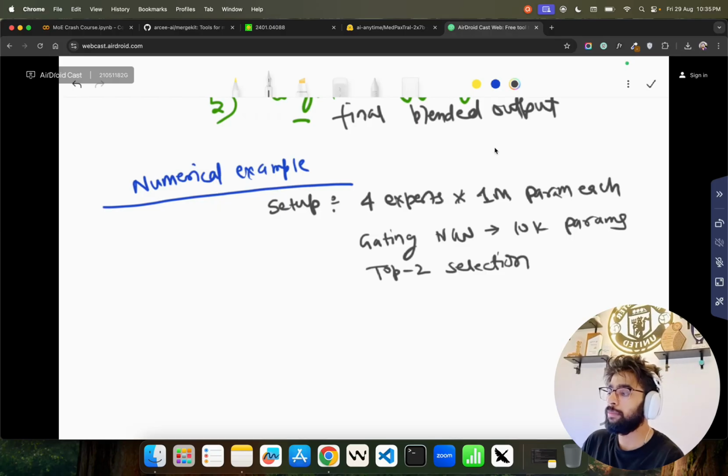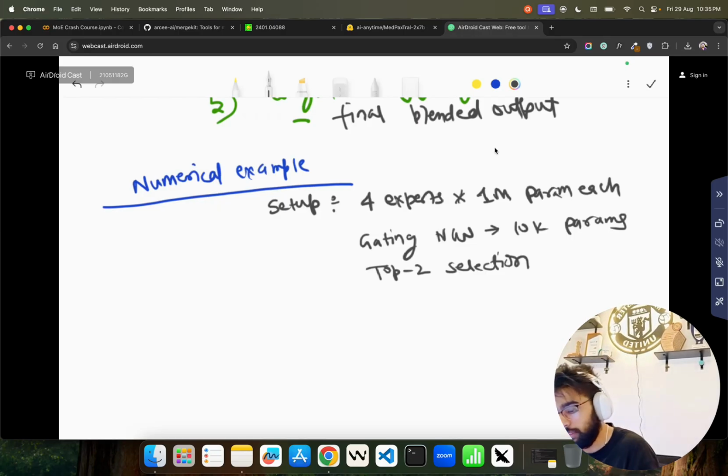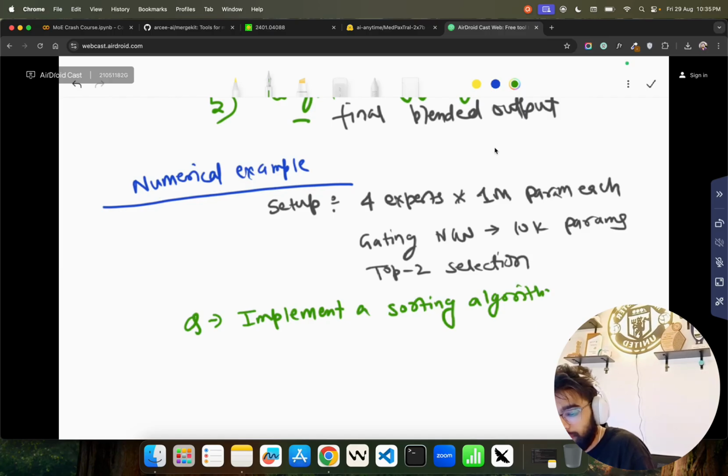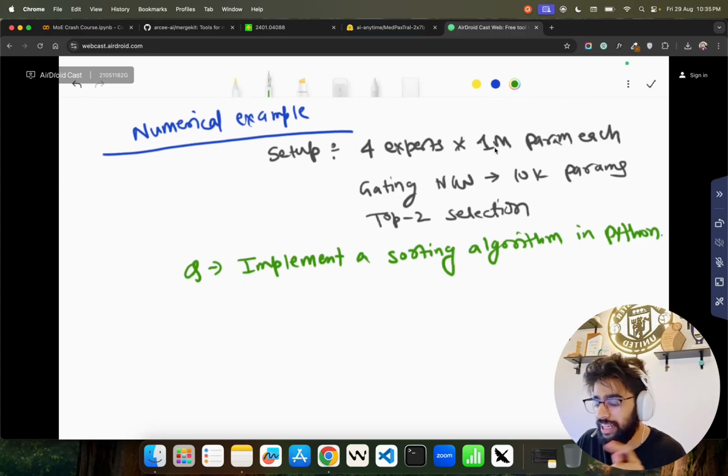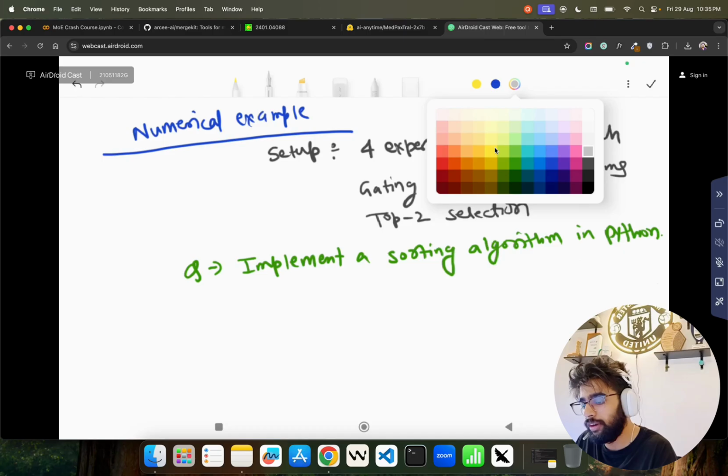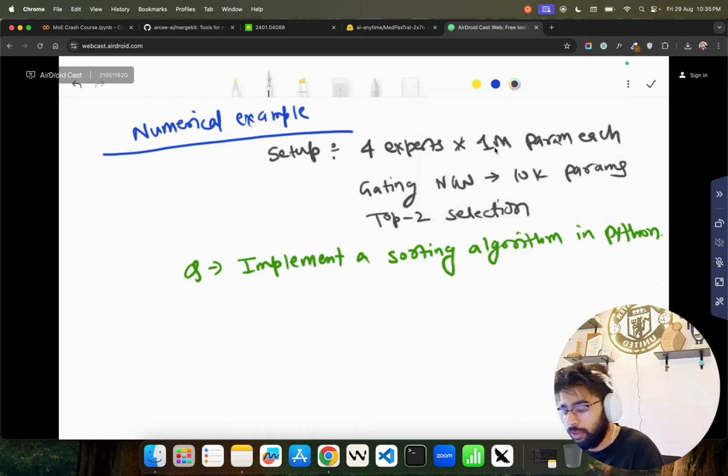So let's say I'm writing: implement a sorting algorithm in Python. Our query is, let's select a query here quickly. Our query is: implement a sorting algorithm in Python. Okay, so I'm just writing here in Python. And you would have solved a lot of LeetCode questions like this, right? Now let's say implement a sorting algorithm. How does it, okay, let's come to the gating here.